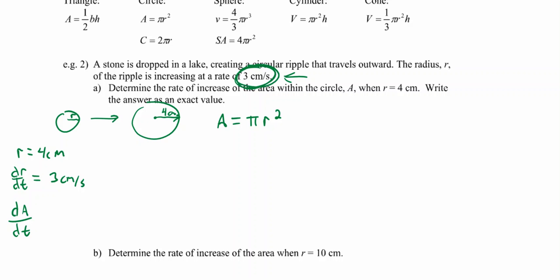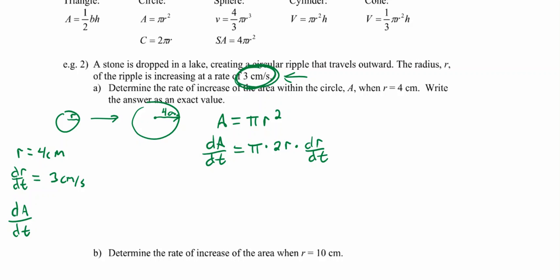We've got to take the derivative, right? We've got to start getting some dt's. So let's take the derivative. The derivative of A would just be dA dt. Whenever you get a constant like pi, just pull it out front. So pi is still right there, and then the derivative of r squared would be 2r times dr dt, right?